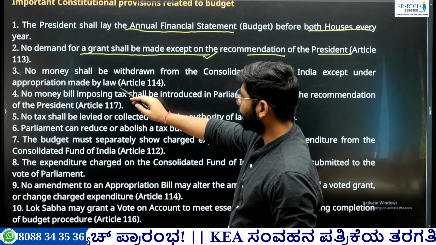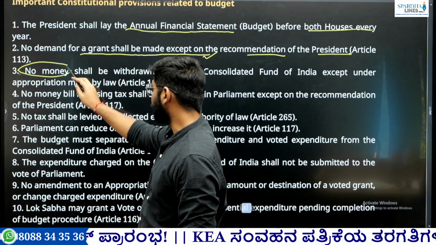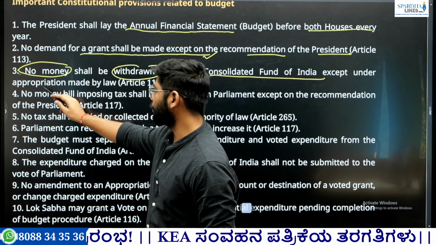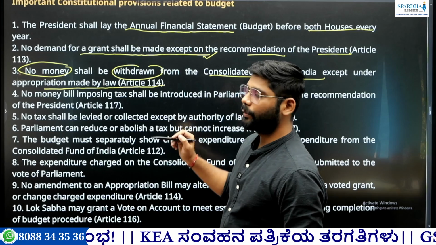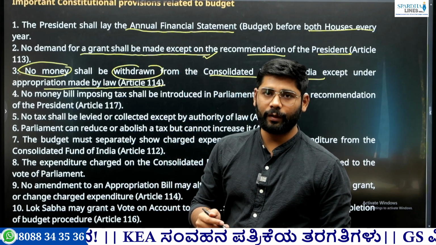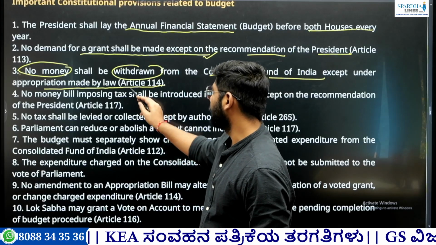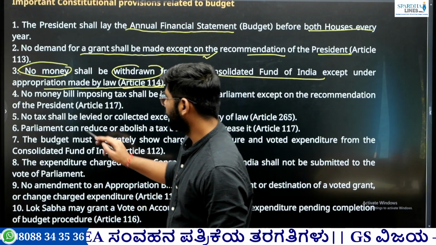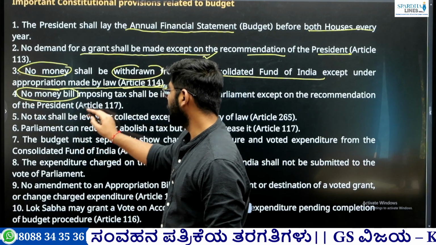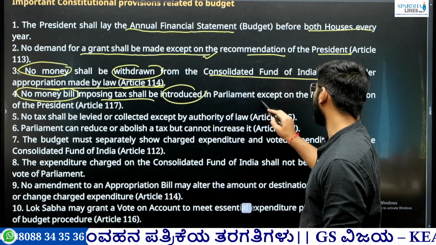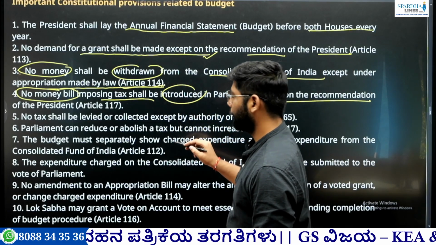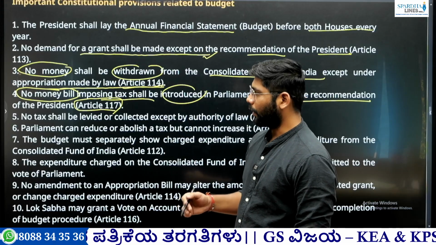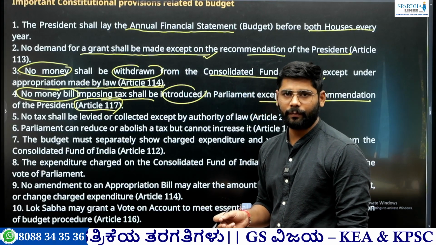Then no money can be withdrawn from the Consolidated Fund of India except under appropriation made by law. So there must be an appropriation bill to spend money from the Consolidated Fund of India. It is laid down in Article 114. Then no money bill imposing tax shall be introduced in Parliament except on the recommendation of the President. This is Article 117, which I was discussing. All money bills must be introduced after the recommendation of the President.